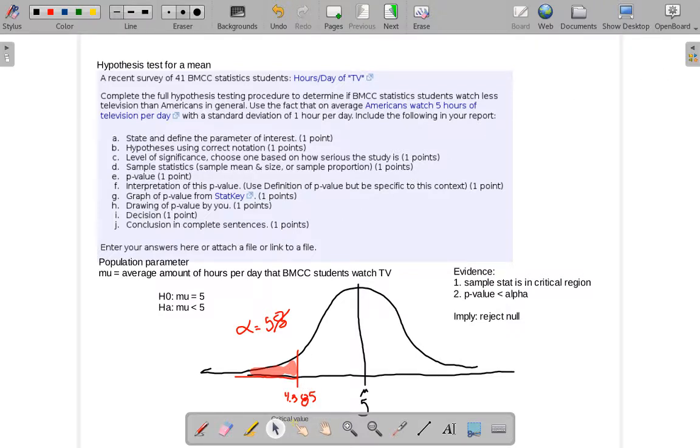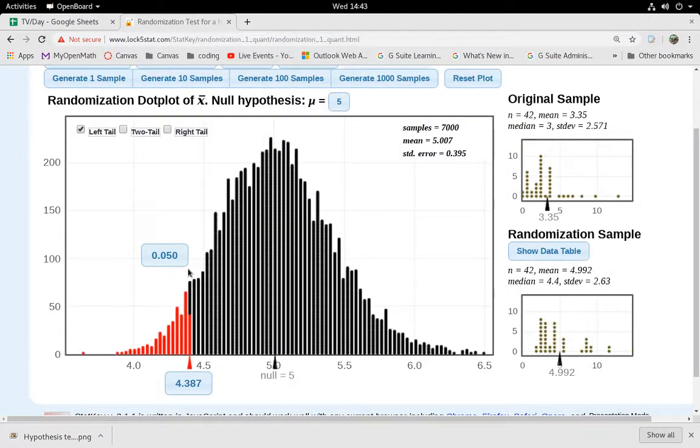So what that shows is that 5% of these 7,000 samples had an average TV time of 4.387 hours. If I find a group of 42 people who have an average less than that, I would consider that to be unusual. If I have a group of 42 students who watch on average more than that, then that falls in line with the national average.